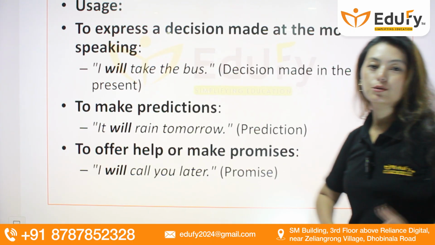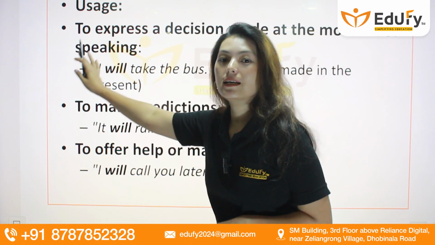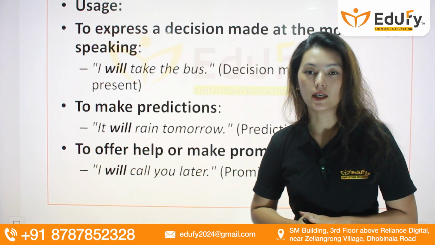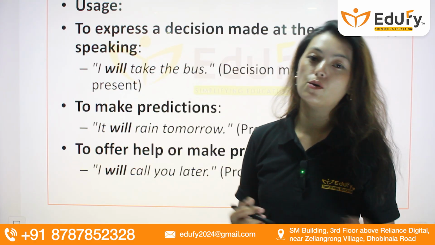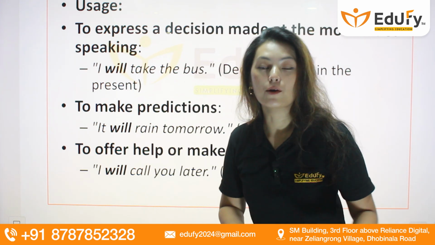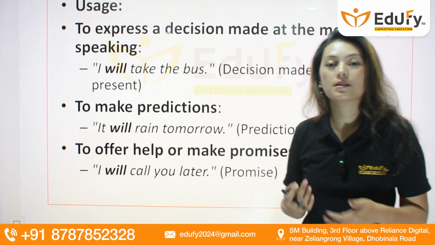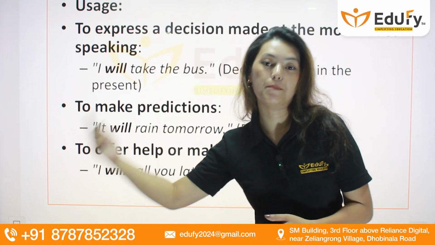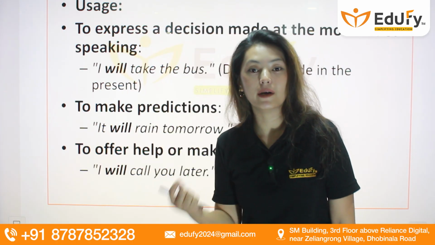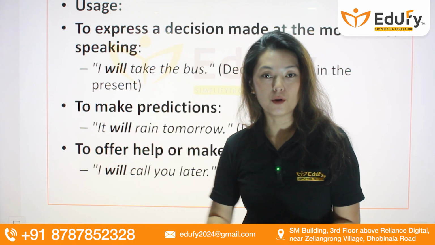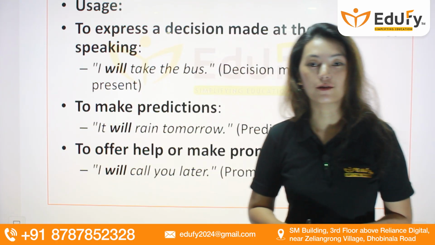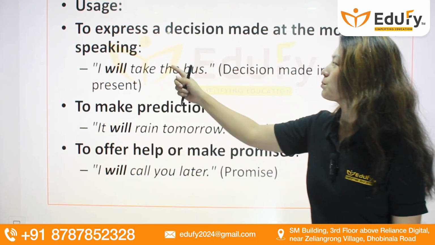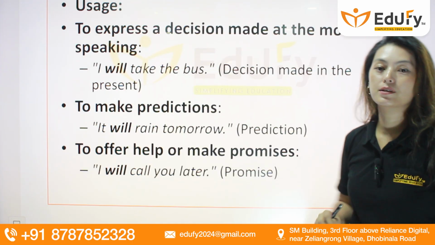Now, when do we use simple future tense? It is mainly to express a decision made at the moment of speaking. For example, if I say, I will go home today, or I will go home now. What is it talking about? It's talking about the decision that I've made just now, talking about my action that will happen. That means a decision that has been made by me in that very moment to do something later on, right? So that is what we call a simple future tense, to express a decision made at the moment of speaking.